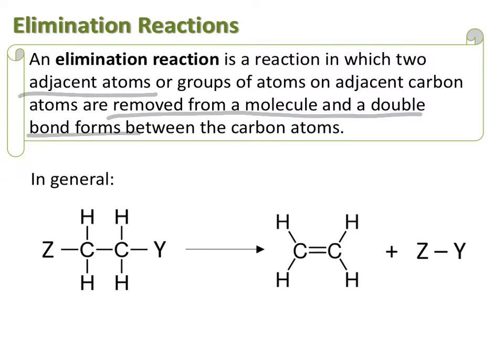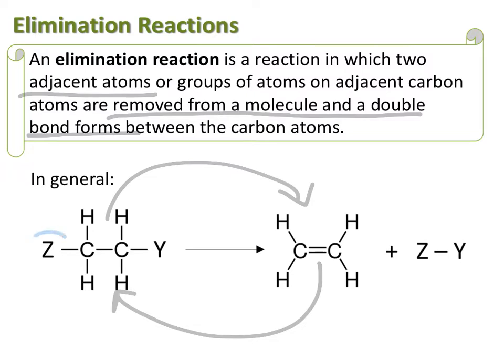So, in other words, an elimination reaction is the reverse of an addition reaction. In an addition reaction, we went from unsaturated to saturated. Now we're going to go from saturated to unsaturated. So what we need to remember is we're going to take atoms off. Those atoms will form a new bond and we will form a double bond, okay? And they will always be from adjacent carbon atoms. They can't be from the same carbon atom.